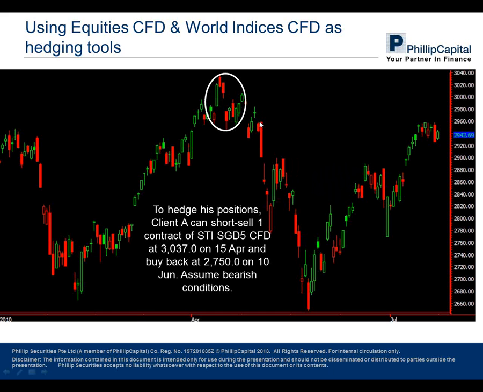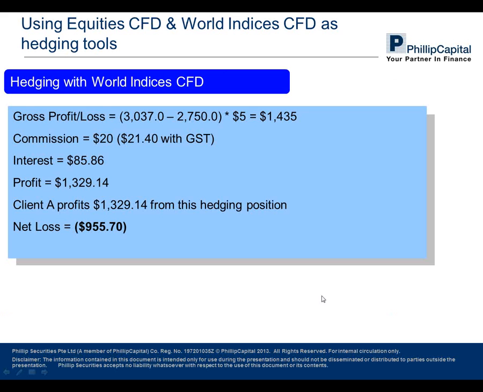Okay, so again, you can short sell that STI CFD at this price and buy back again at $2,750 on the 10th of June. So this is his eventual net loss. He loses only less than $1,000 because he profits from the hedging position, as opposed to previously he would have made a net loss of over $2,000. So this is the whole concept of hedging.